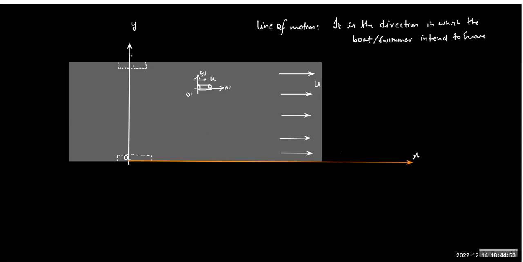So it is the direction in which the boat or swimmer intends to move with respect to the river surface. Why am I saying surface? Because the bed of the river is still at rest. All the flow which you see is a surface phenomenon. The river is not flowing everywhere. It is not flowing at the depth. As you go down, it's calm.